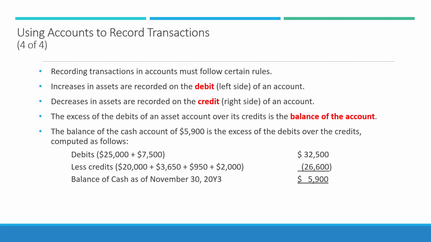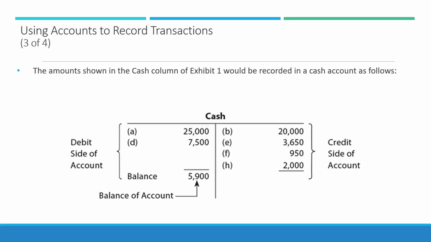Okay. Increases in assets are on the left side of the account. Decreases in assets are recorded on the right side of the account. The excess of debits over credits or credits over debits is what the balance of the account is. Doesn't that make sense? So think of this. Back here, when we saw cash, don't our debits exceed our credits? Here, the 5,900. So do you see the balance as a debit?